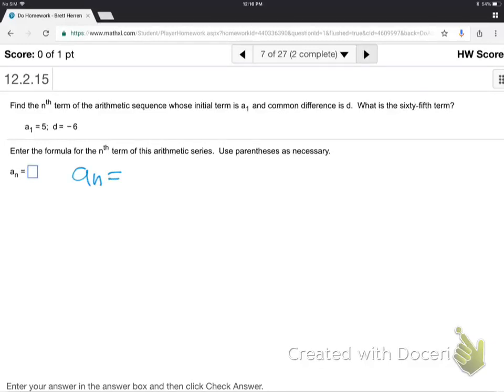So the formula is A sub n is A1 plus n minus 1 d. Which term do they want? 65th. Remember, that's an ordinal number, isn't it? It implies an ordering, 65th. So that's your n. Whenever you find the ordinal, that's your n. That's your address.